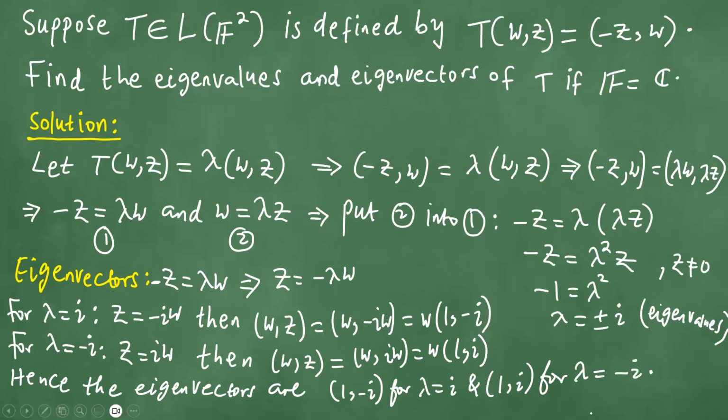In which case we are done with solving the problem, because the question was to find the eigenvalues and eigenvectors. We have seen that the eigenvalues are plus or minus i, that the eigenvector is (1, −i) for λ equals i, and the other eigenvector is (1, i) for λ equals −i.